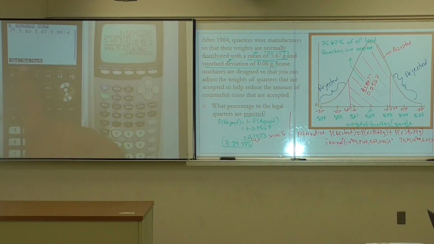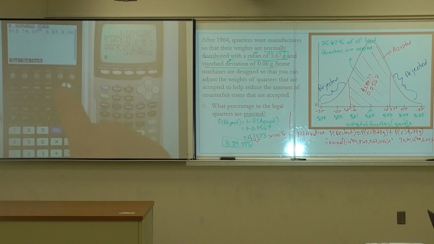So I'm going to do normal CDF again. And over here, I'm going to do the same thing, but the other one, so it would be 5.74, comma, the 10 raised to the 99, comma, 5.67, comma, 0.06. So I get everything to see the same thing.